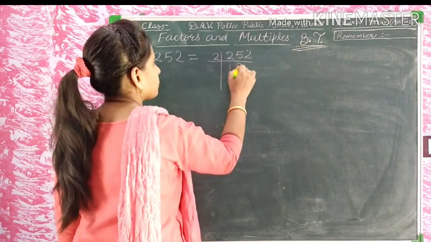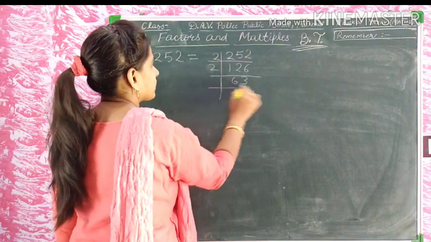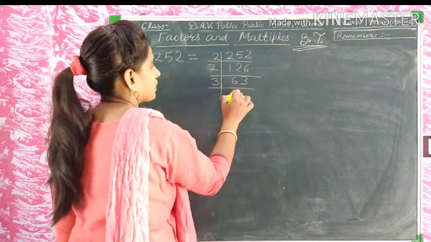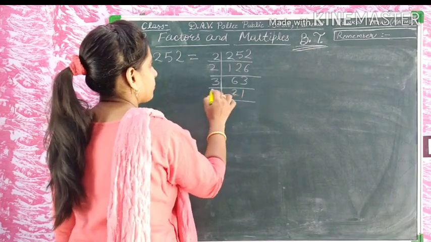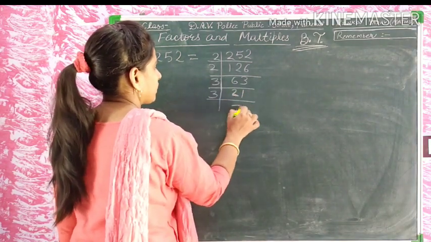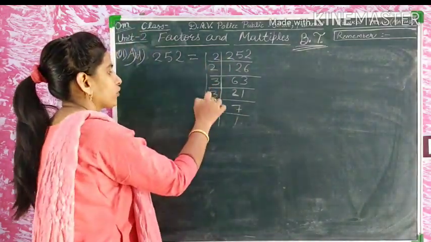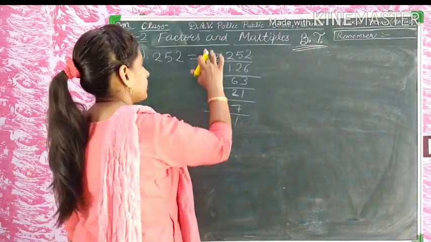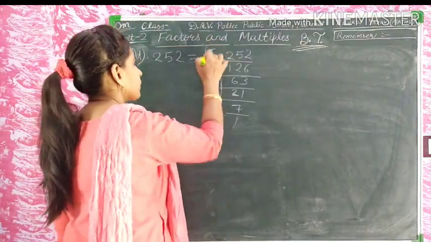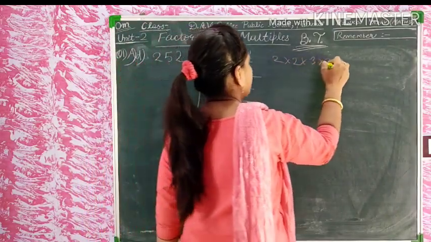2 under 252, 2 twos are 4, 2 sixes are 12, 2 sixes are 12, 2 threes are 6, and this will be divided by 3. 3 twos are 6, and 3 ones are 3, and again it will be divided by 3. 3 sevens are 21, and there is a 7 under 7. The prime factors are 2 into 2 into 3 into 3 into 7. Is this clear, students?